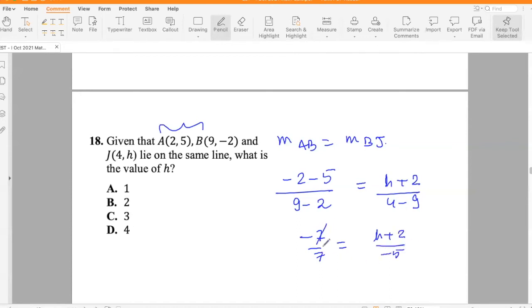So this becomes minus 1. Minus 1 into minus 5 is 5. So 5 is H plus 2. So H is 3.